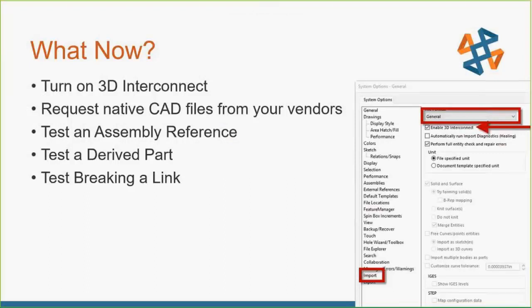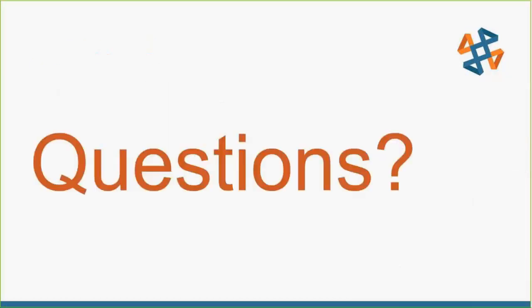So the big question is, what now? Go ahead and try turning on 3D Interconnect in your SOLIDWORKS options. Get some native files from your suppliers and give it a try yourself and see just how powerful 3D Interconnect can be in your organization. So at this point, we can go ahead and open it up for any questions we've got.